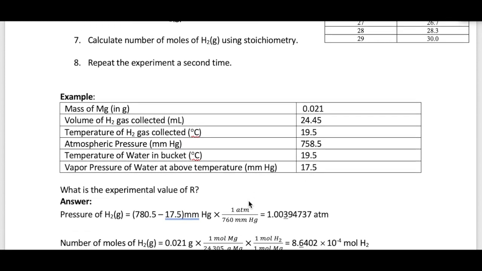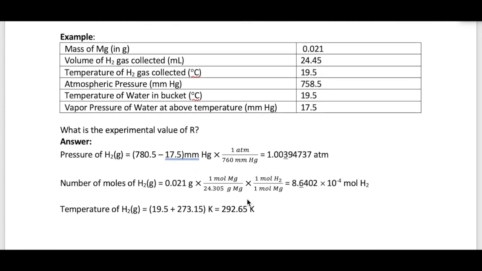So I'm going to show a quick example here on how to do this, assuming that you obtain all the data that I just told you. So let's say you use 0.021 grams of magnesium to generate your gas. At the end of the gas collection, once you transfer it into that container, you found that the volume is 24.45 milliliters measured using the eudiometer. And then the temperature, which you can measure in the water by a thermometer, is 19.5 degrees Celsius. And then the atmospheric pressure given by the barometer is 758.5, and then there's the temperature of the water, which again gives you the vapor pressure of the water.